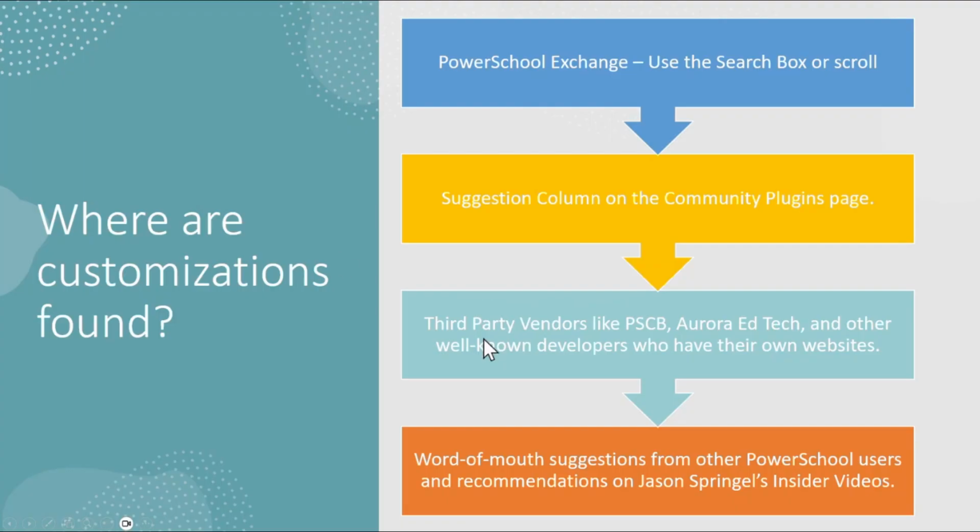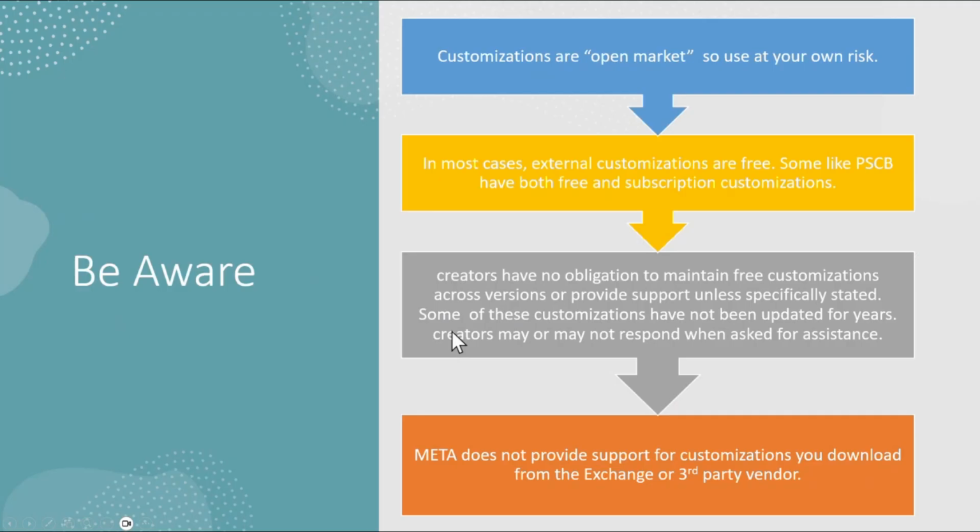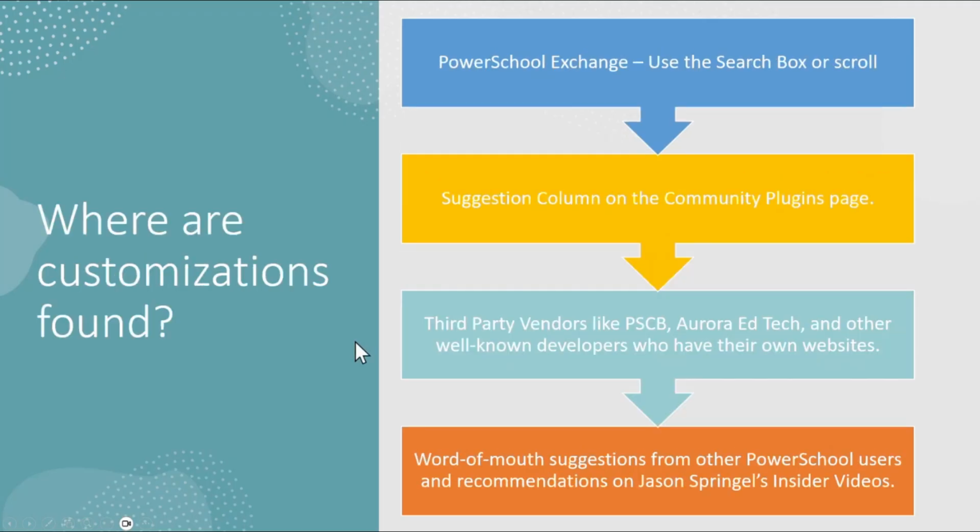Third-party vendors like PSCB, Aurora EdTech, and some other developers have their own websites. You could go to plugin configuration, click on a plugin from one of them that you've already got, and it will show you the email address. So you could go to their site. You can sign on to PSCB. You may have to create an account to look at what's new with some of their customizations.